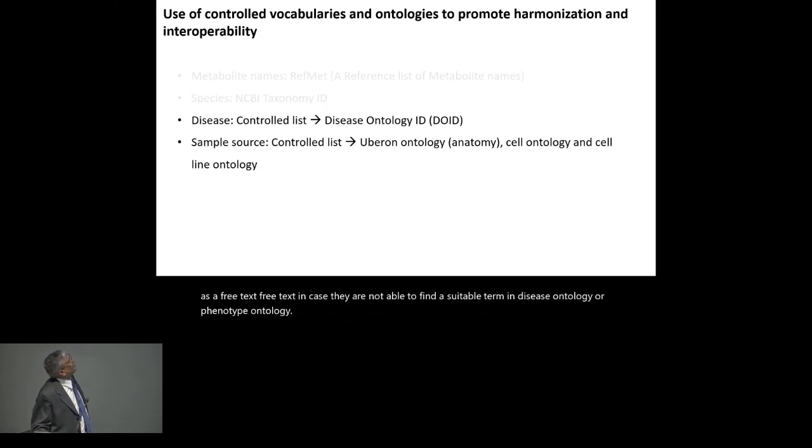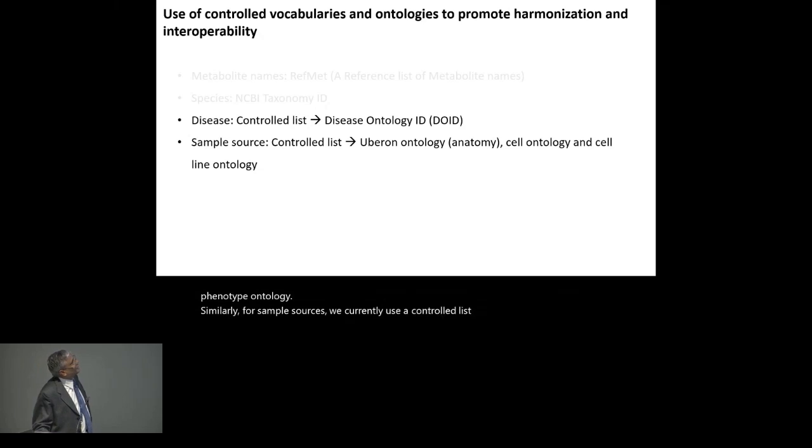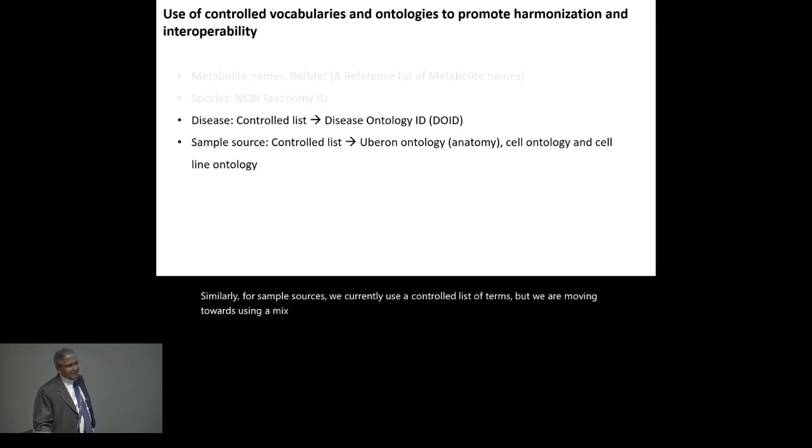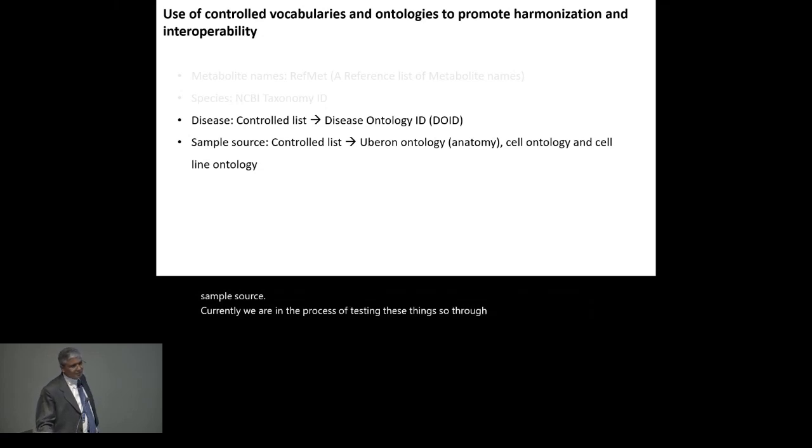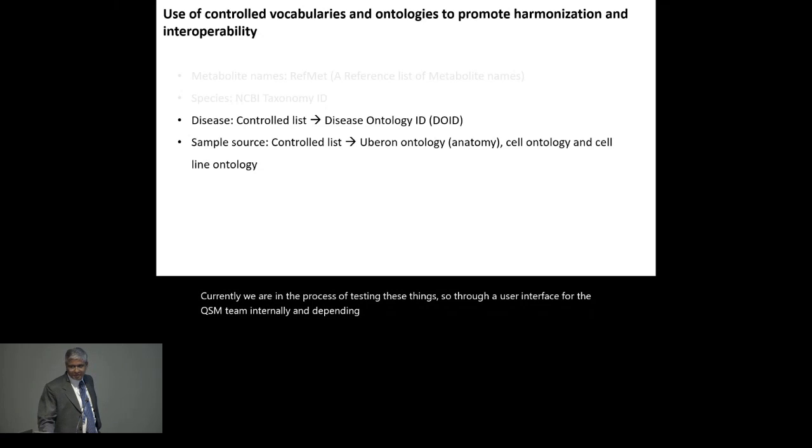Similarly, for sample sources, we currently use a controlled list of terms, but we are moving towards using a mix of Uberon ontology for anatomy or cell ontology and cell line ontology as additional options for specifying the sample source. Currently, we are in the process of testing these things through a user interface for the curation team internally. And depending upon how our experience goes with that, we will refine it and then open it for the users as well.